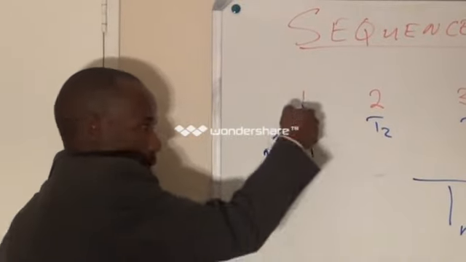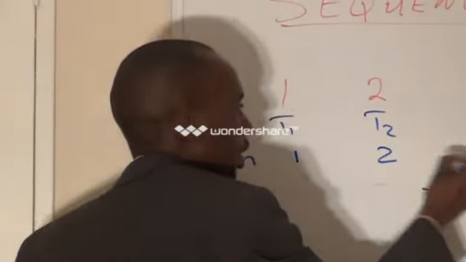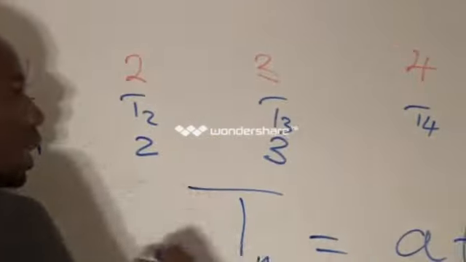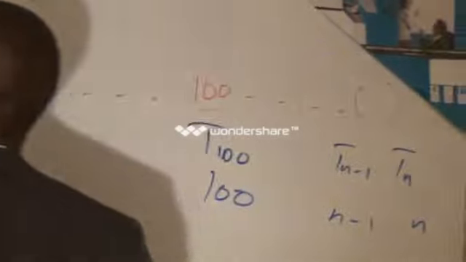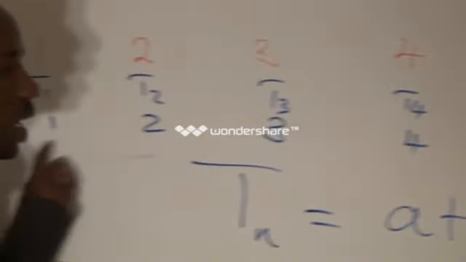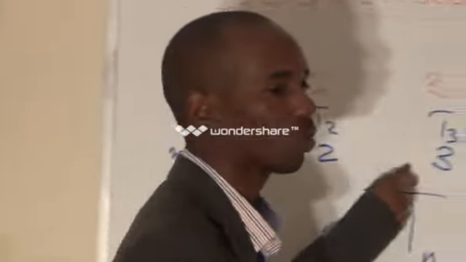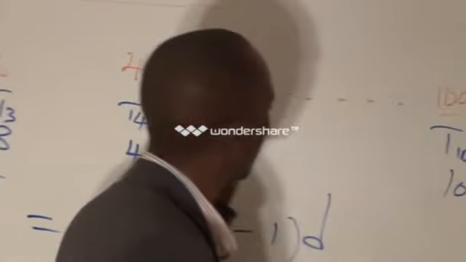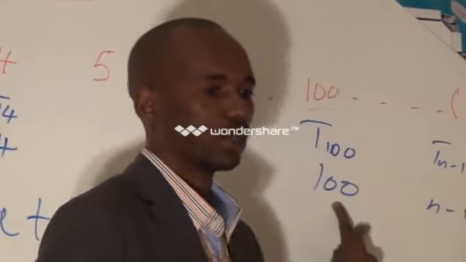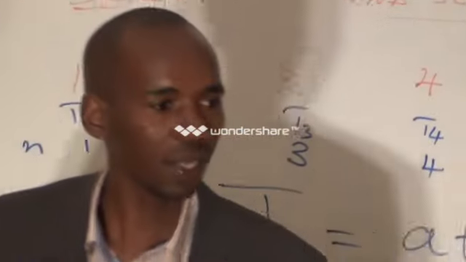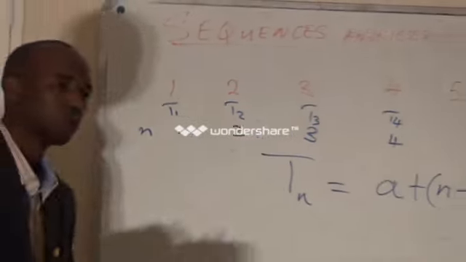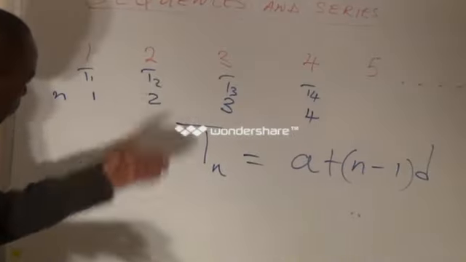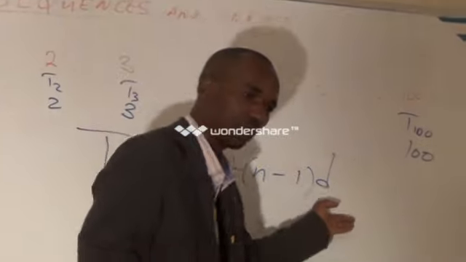N. This is 1. We can see that. This is 2. This is 3. Third term. Fourth term. Fifth term. 100th term. So n equal to 1 here as we start. N equal to 2 here. N equal to 3 here. N equal to 4 here. N equal to 100 simply means the 100th term. Okay? Or T100.